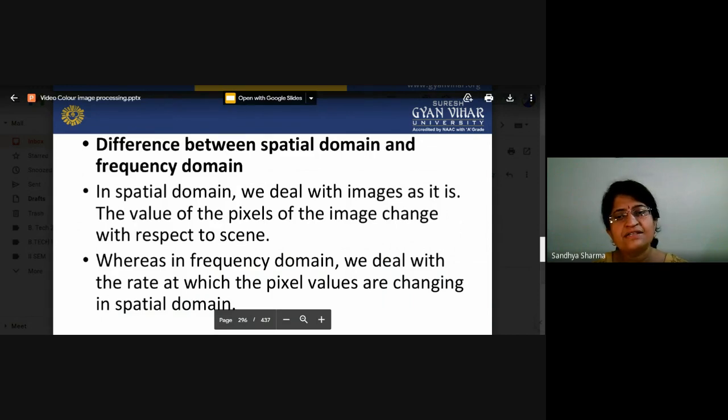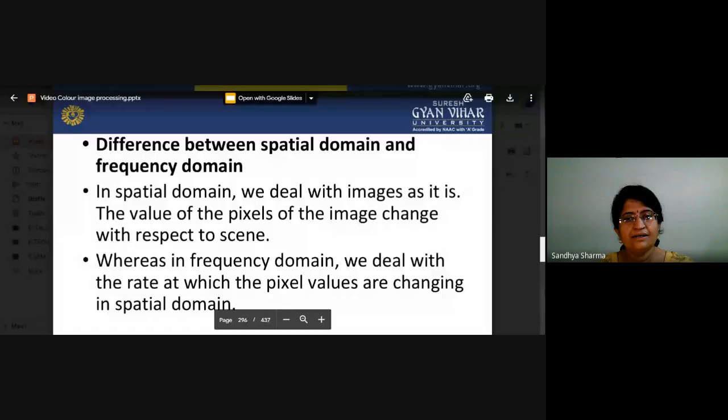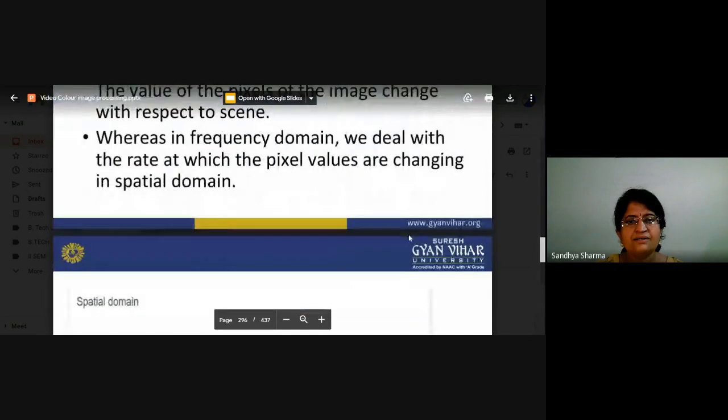Now, in the frequency domain we deal with the rate at which pixel values are changing in the spatial domain. In the spatial domain we are dealing with the values of the pixels, but in the frequency domain we deal with the rate at which pixel values are changing. That is the accurate difference between the spatial domain and the frequency domain. So these are the two parts.